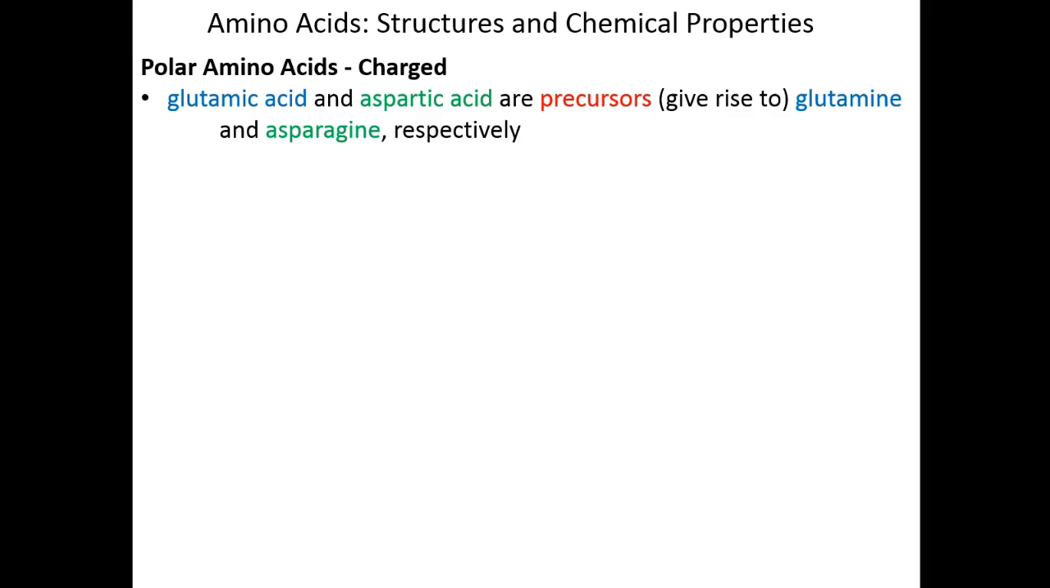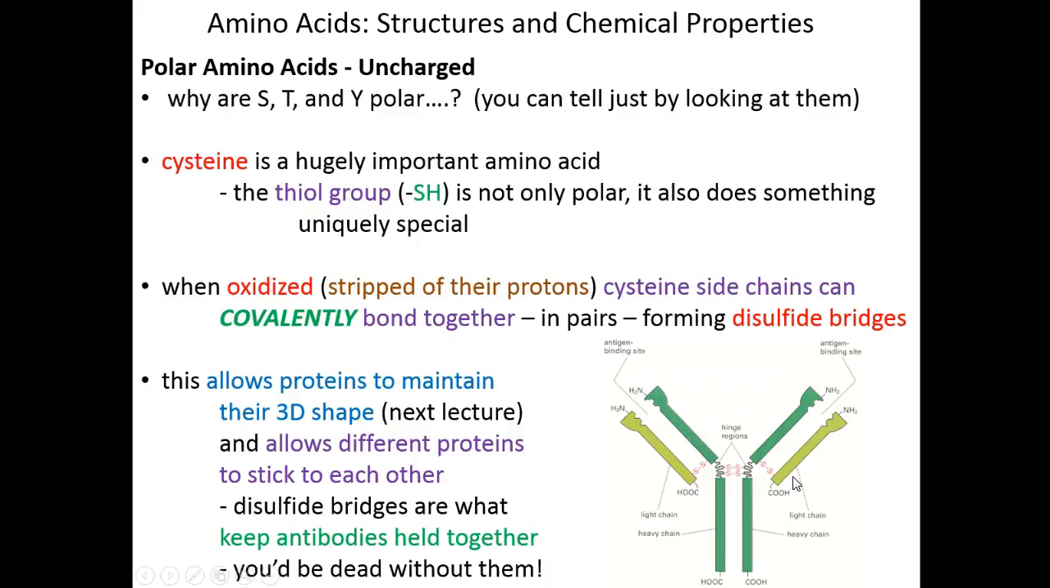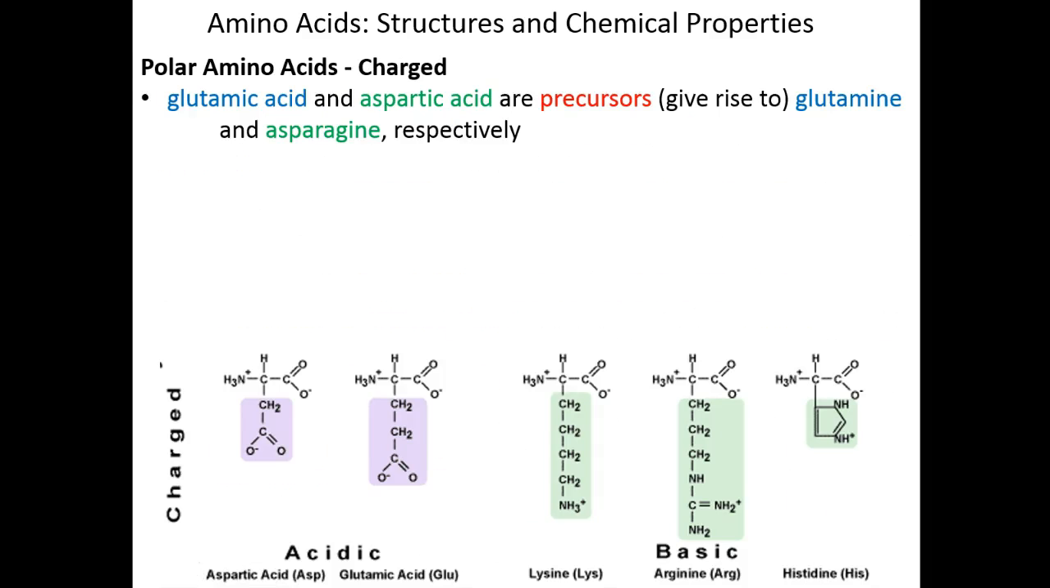On to the polar amino acids that do have full charge. Glutamic acid and aspartic acid are precursors for glutamine and asparagine, so we make these two by using acidic amino acids. The other charged amino acids are the basic ones: lysine, arginine, and histidine.